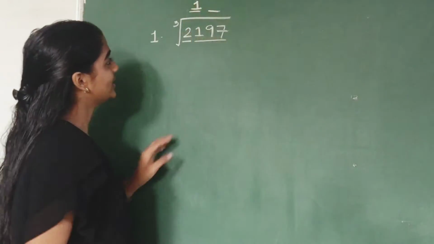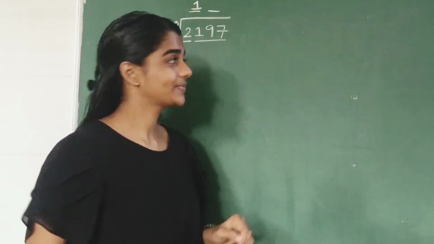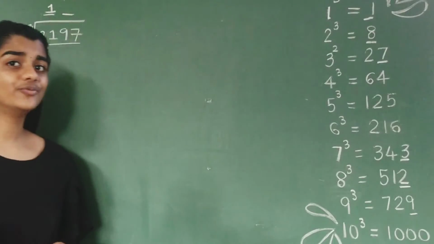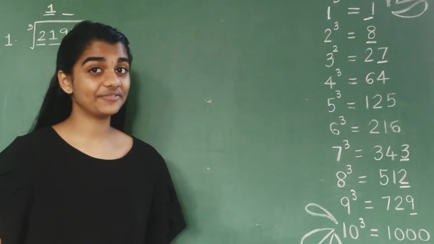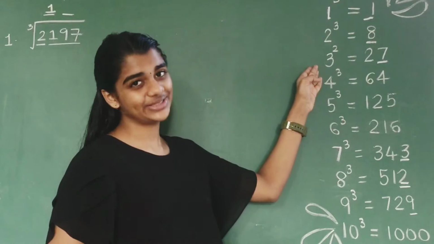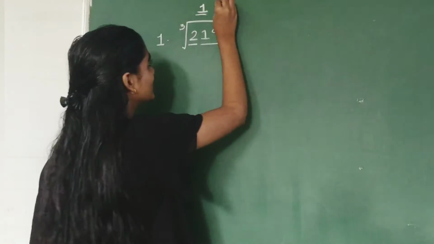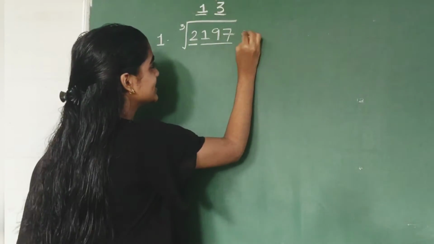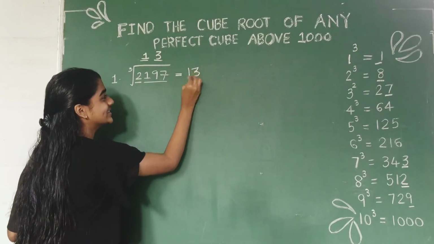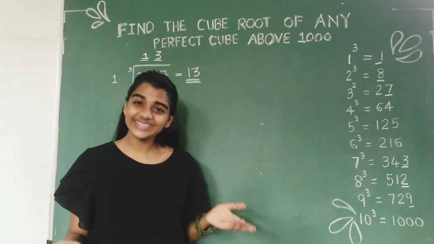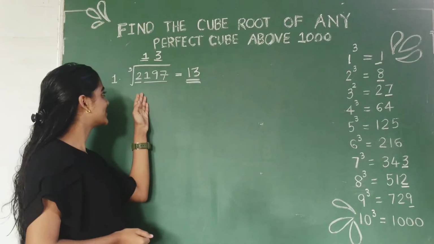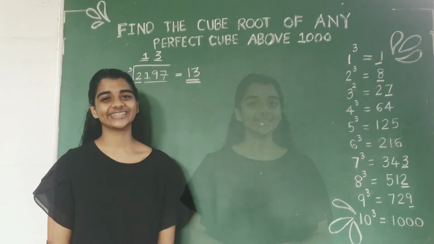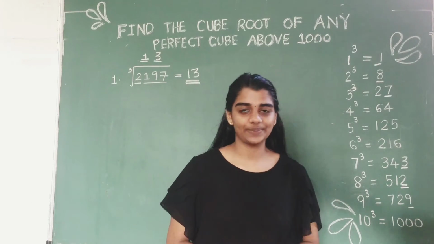Now the next thing, 197. Which is the last digit in it? It's 7. And which is the cube that ends in 7? That is 3 cube, right? So we write here 3. So the answer is 13. Yes, it's so simple. So the cube root of 2197 is 13.